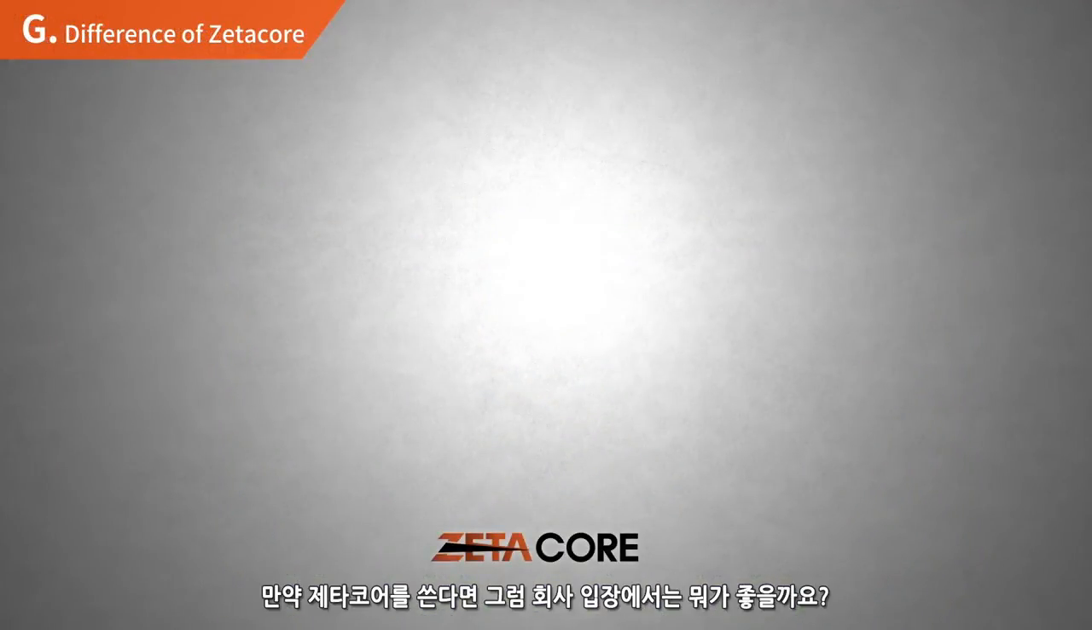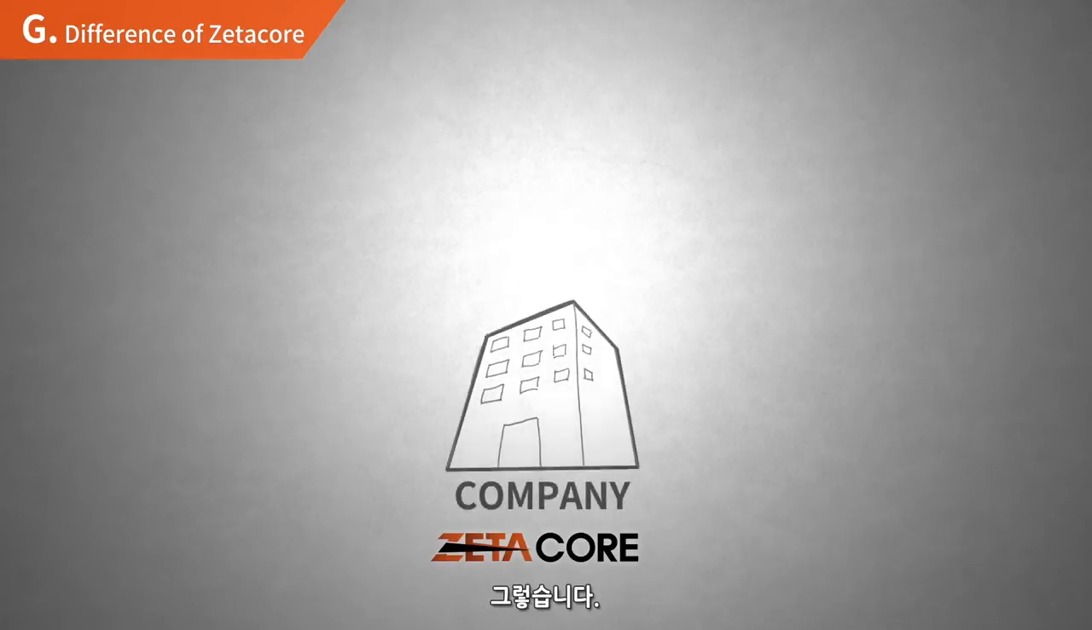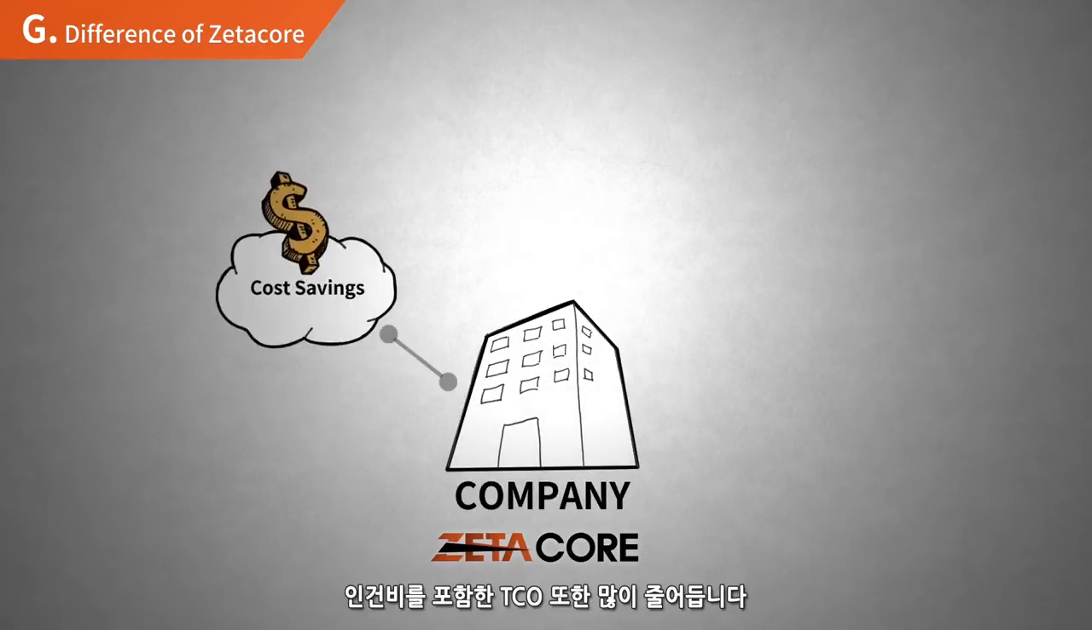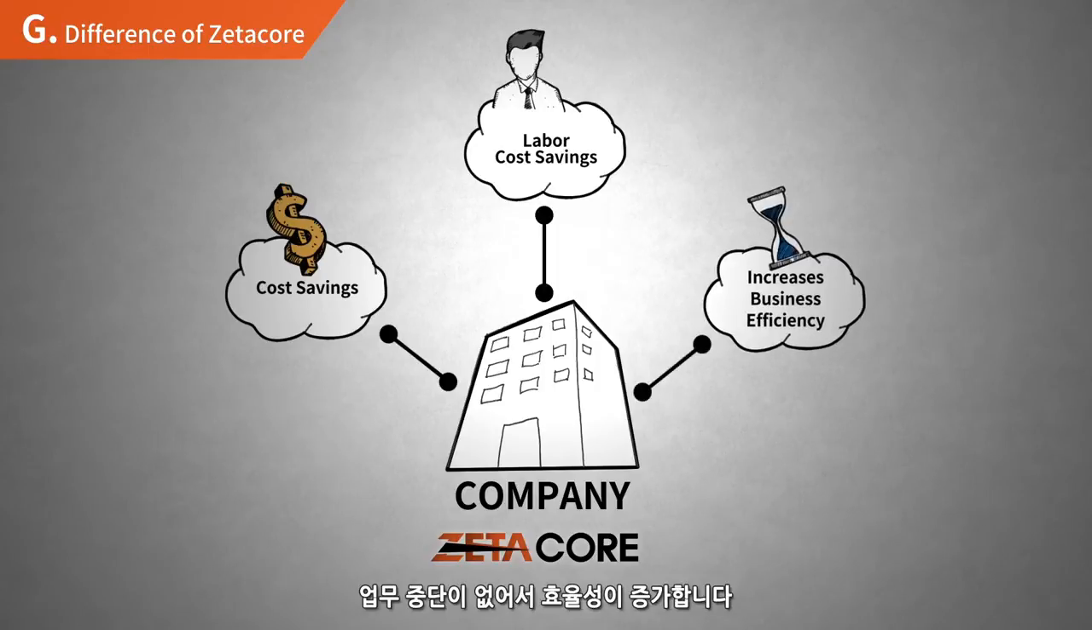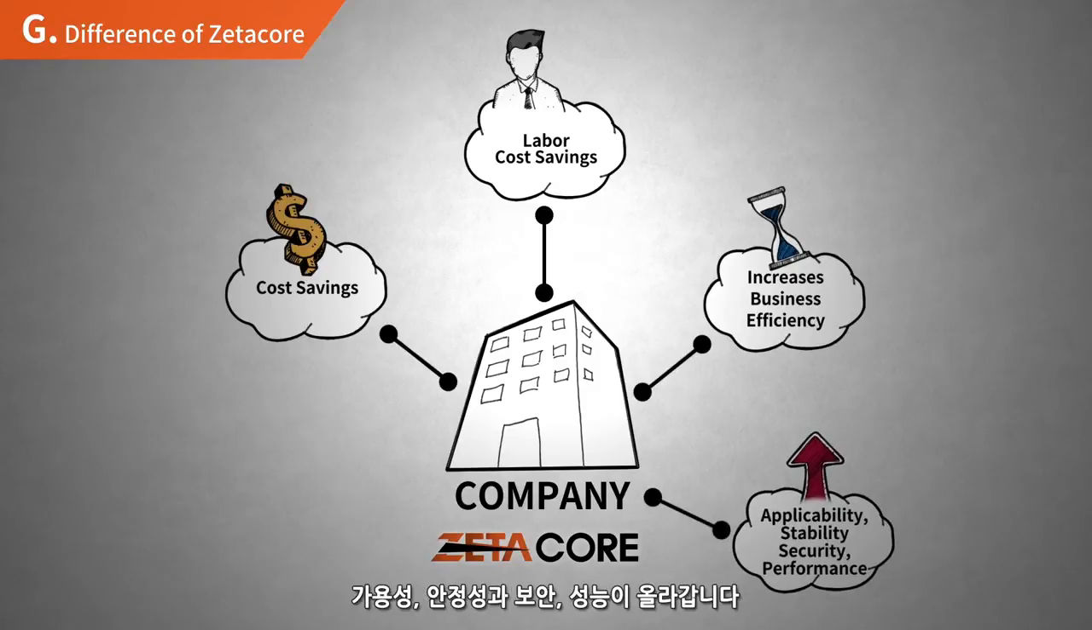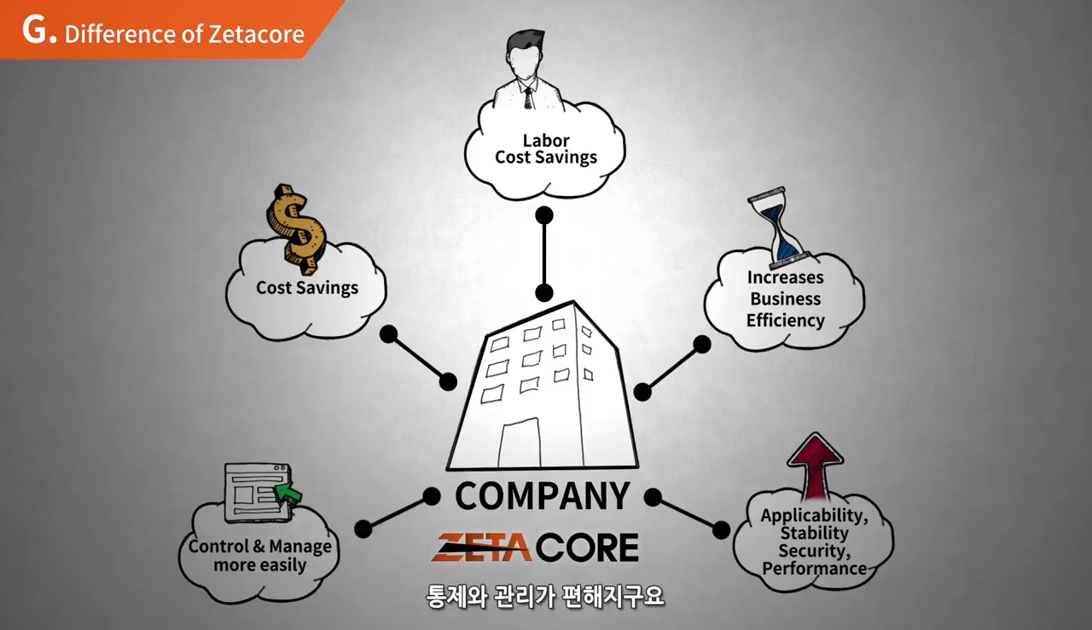Well, how can companies benefit from this? That's right. There are significant cost savings, such as a reduction in TCO, including labor costs. This reduced downtime increases business efficiency, availability, stability, security, and performance. It's easy to control and manage PCs as well.